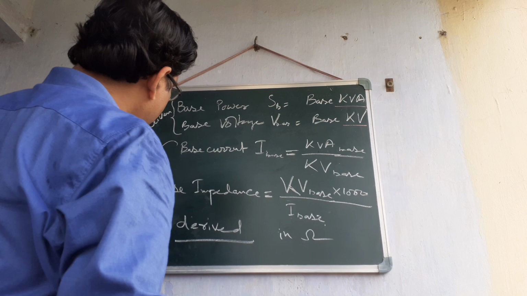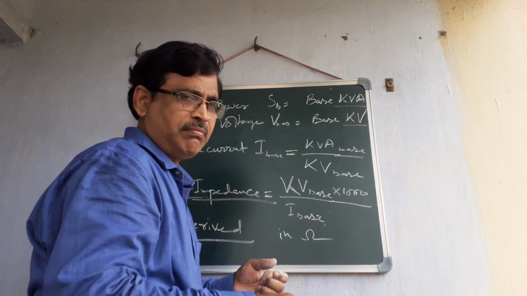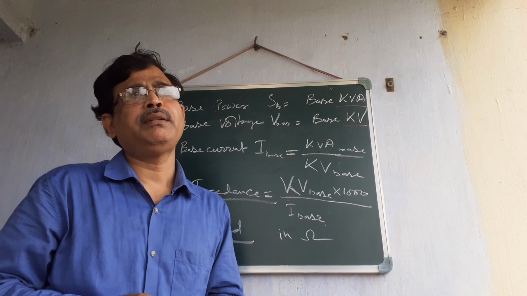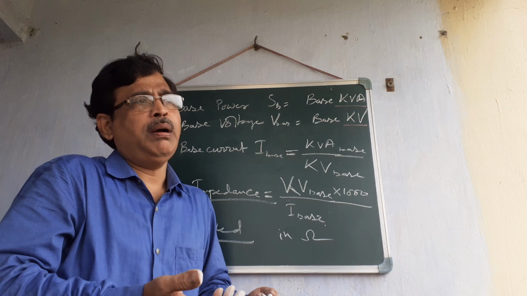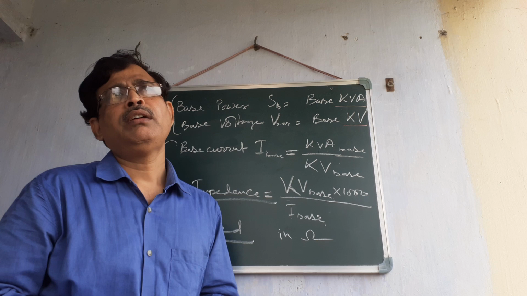Now we will see the base impedance. It has a little bit of variation. That means impedance can be given in per unit, impedance can be given in percentage reactance, or impedance can be given as a value in ohms. Now if the impedance is in ohm, in percentage, or in per unit, how the impedance value will be handled, we'll see later.